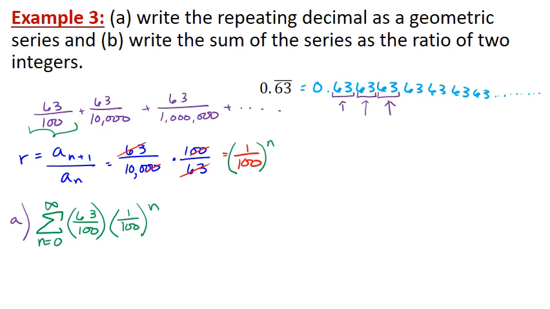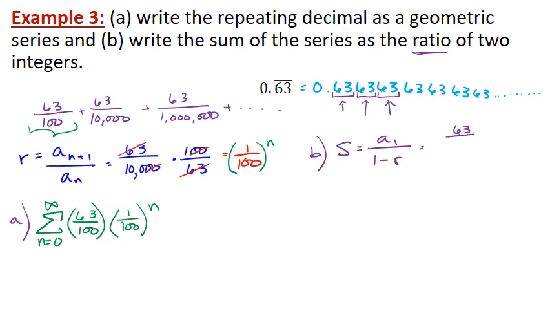I suppose either of these would suffice, but this one's the more formal one. Now we want to write the sum of the series as a ratio of 2 integers. Basically I just want to find the sum, and that result is going to be a fraction. That's all that means. So remember, this is part B, to find the sum, it's equal to the first term divided by 1 minus the common ratio.